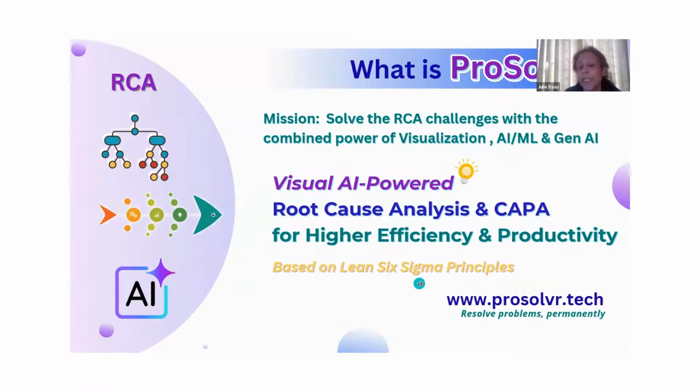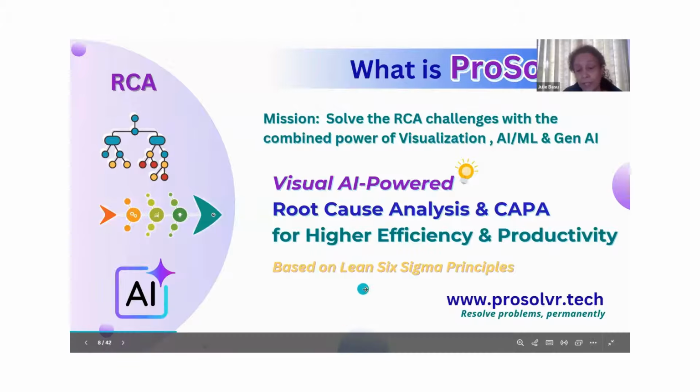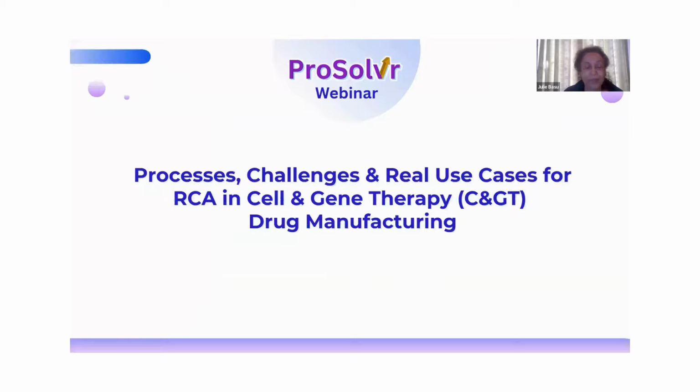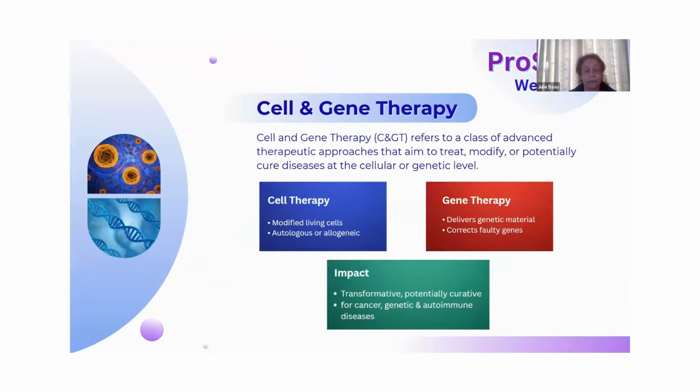It's based firmly on Lean Six Sigma principles. I should mention here, we are also patented in the US. It was awarded to us in 2022, and we are very happy that we were recognized for our original contribution. With that, I would like to hand it over to Ranjita, who will walk us through the processes, challenges, and some real use cases in cell and gene therapy, drug manufacturing. Over to you, Ranjita. Thank you, Julie, for the nice introduction.